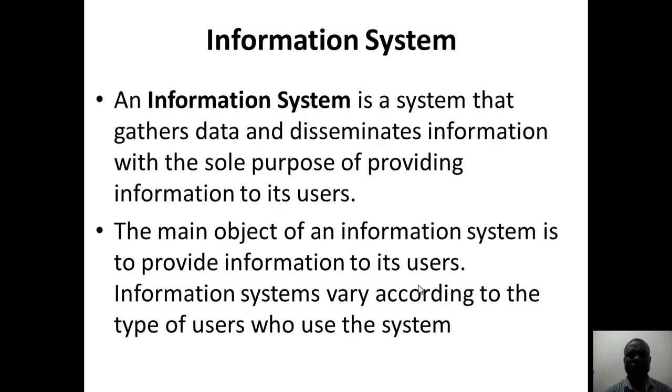Now, when we talk of an information system, it is a system that gathers data and disseminates information with the sole purpose of providing information to the users. So the main objective of an information system is to provide information to each user. If you are using computers or any kind of computer system, the sole aim is to help provide the necessary information for the organization or help you do your work.